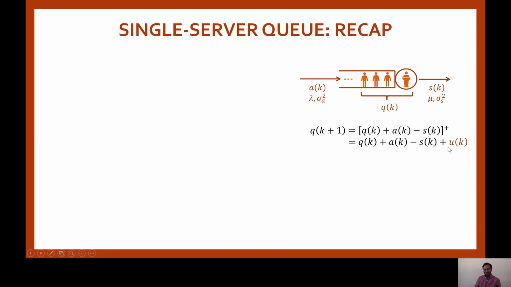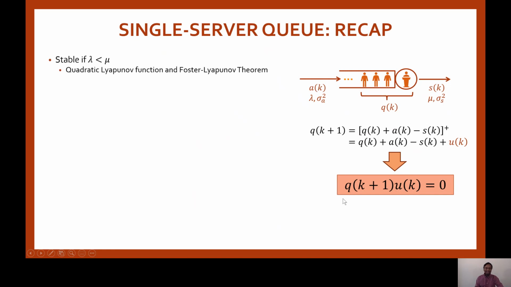Or we can write the unused service explicitly by introducing a new variable, which depends on everything. It depends on Q, A, and S. And we said that understanding the behavior of this unused service is very important in studying queuing systems. In particular, due to its definition, we have Q_{k+1} times U_k is 0. Whenever unused service is positive, Q_{k+1} is 0.